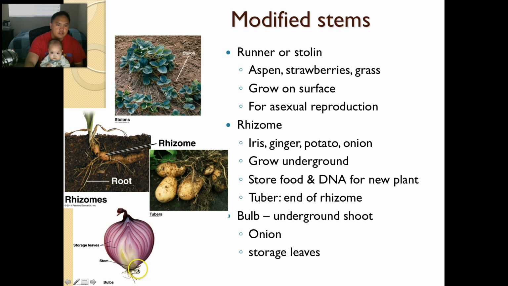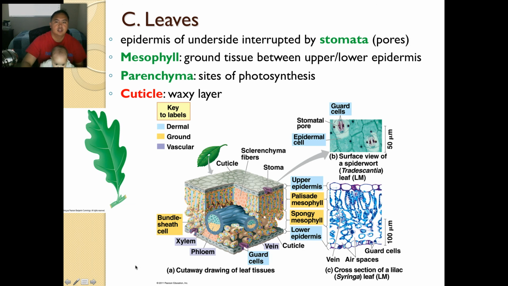They're storage leaves, so they don't look like a traditional stem, but this is a stem for onions. And the last part, remember we talked about three main body parts for a plant: roots, stems, and leaves. So this is the leaf. You should know the leaf's epidermis on the underside is interrupted by stomata, or pores. So if I look underneath a leaf and zoom in, you'll see pores.